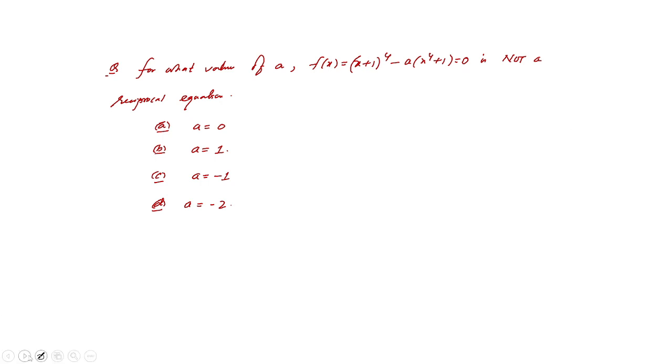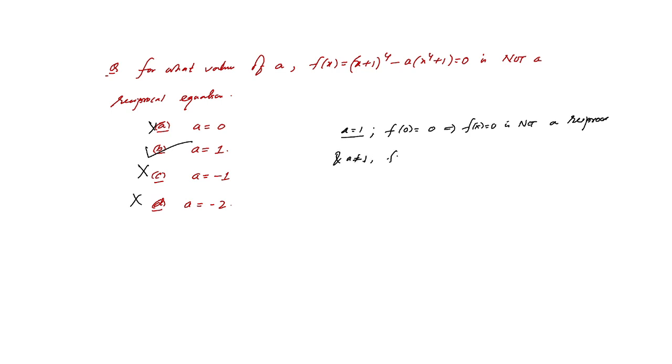So what we have seen now, if we put a equals to 1, your f(0) will be 0, and that implies f(x) equals to 0 is not a reciprocal equation. So for a equals to 1, it is not a reciprocal equation. And we have proved here a not equals to 1, if x equals to 0 is a reciprocal equation.